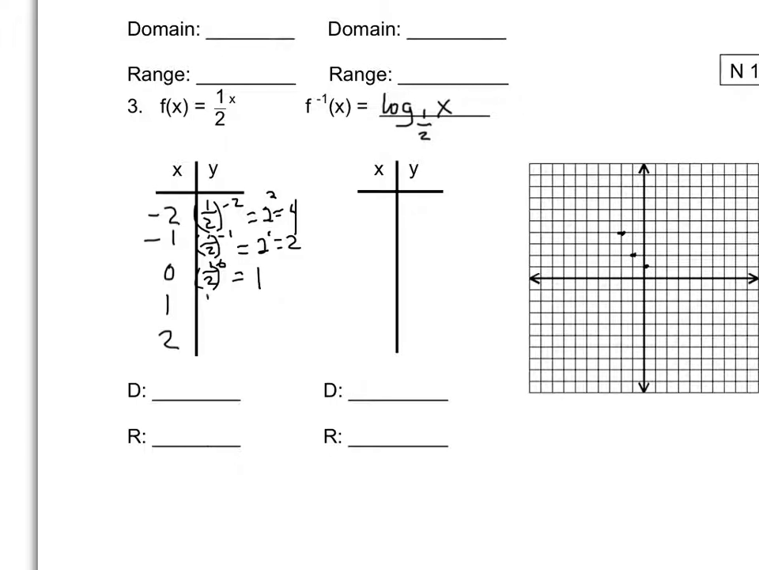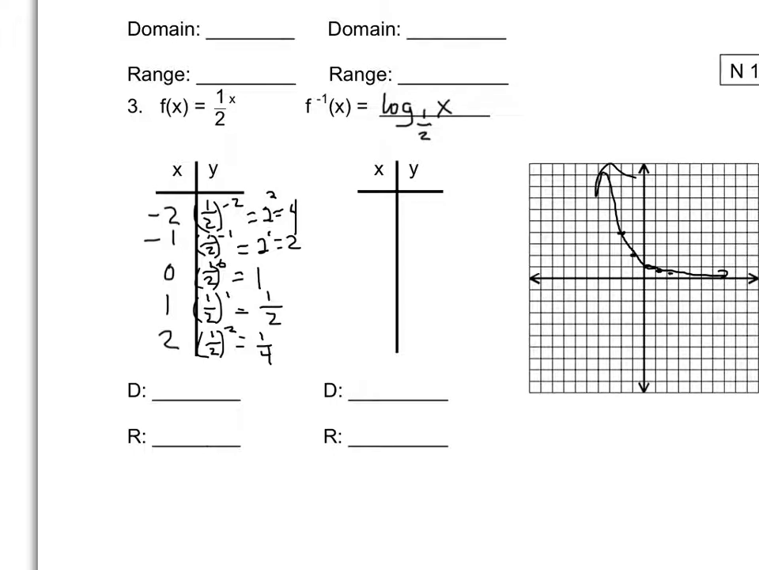If I take the fraction 1/2 and raise it to the 1st power, that's just the fraction 1/2. So when x is 1, my y value is 1/2. And if I were to take 1/2 and square it, I get 1/4. So when x is 2, my y value will be 1/4. And notice what happens here. I still have the same shape on my curve, but it's going the opposite direction.